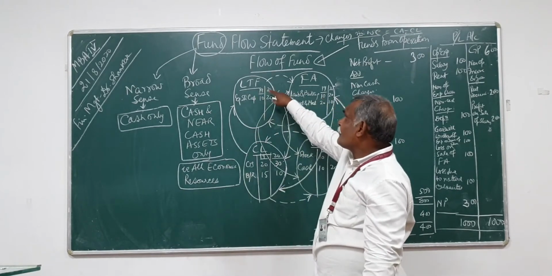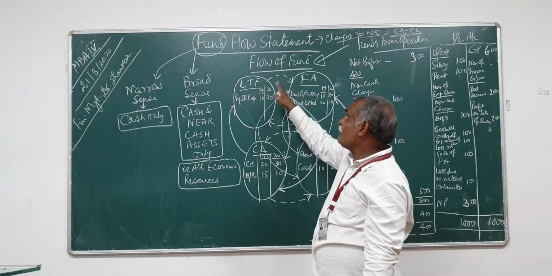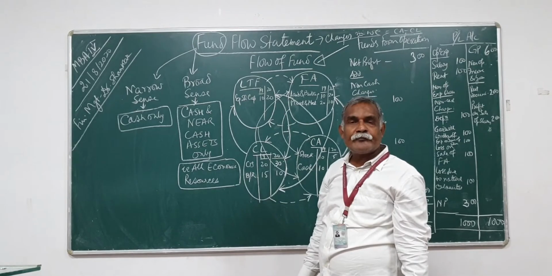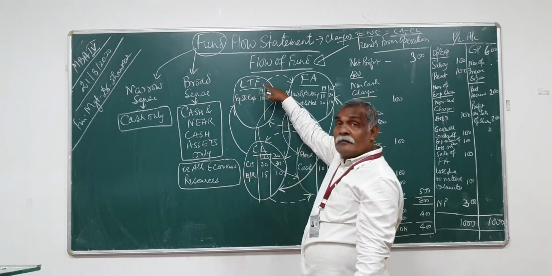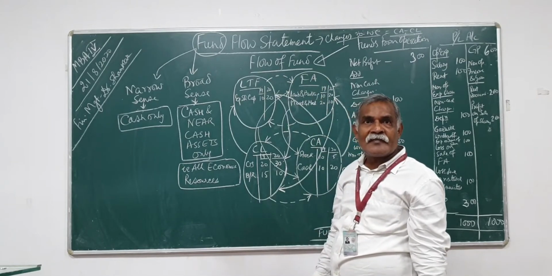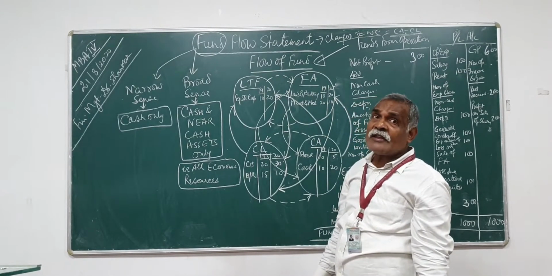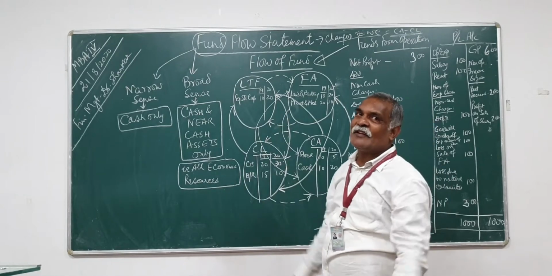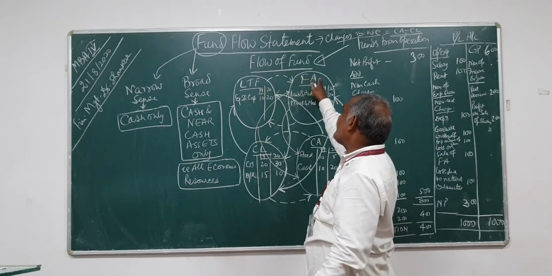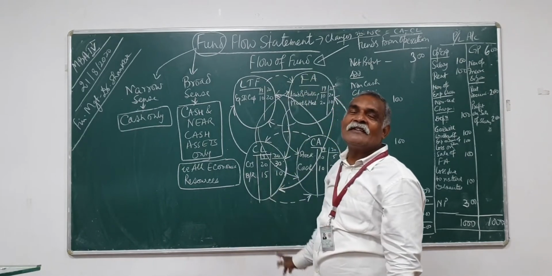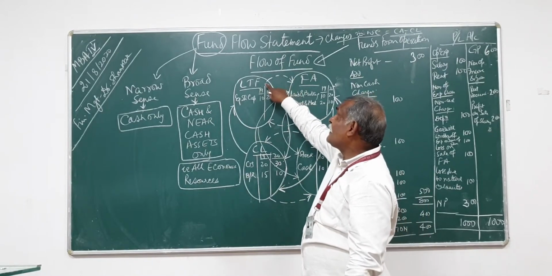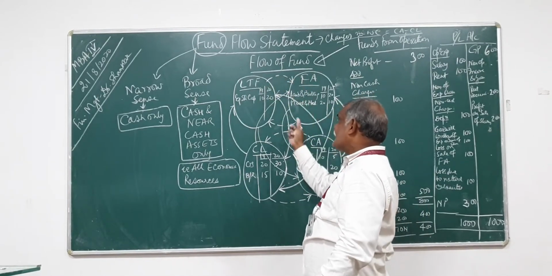Now, let us see. First of all, we'll discuss horizontal transactions, that is long-term fund to fixed assets, or fixed assets to long-term fund. If there is a transaction between long-term fund and fixed assets, then what happens? There is no change in working capital. Why? Because neither the long-term fund nor the fixed assets will put any effect on current assets or current liabilities.